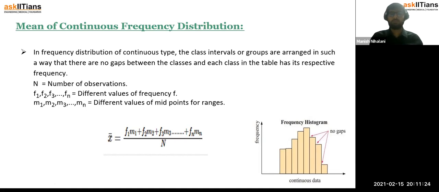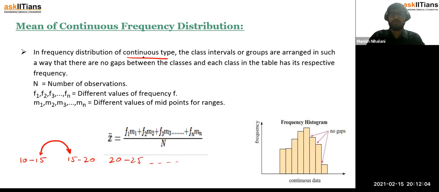We say a frequency distribution of continuous type. Now what do we mean by continuous type? Continuous type means the class intervals are continuous. For example, the class intervals are in the form of 10 to 15, 15 to 20, 20 to 25, and so on. There is no gap between the upper limit of the previous class and the lower limit of the next class. Both are equal, same, no gaps. In that case we say the frequency distribution is continuous.